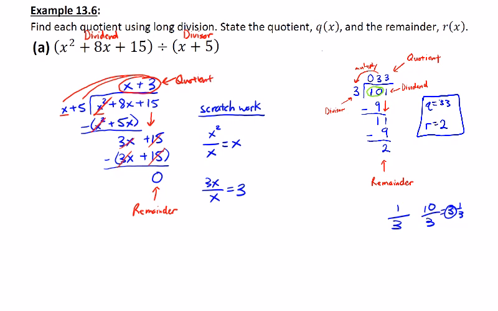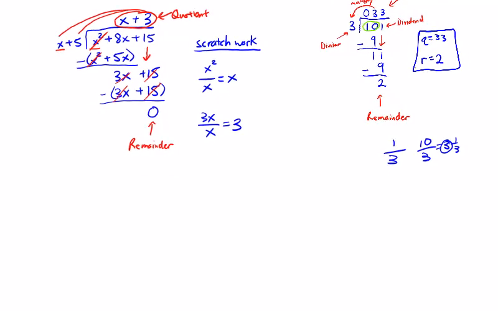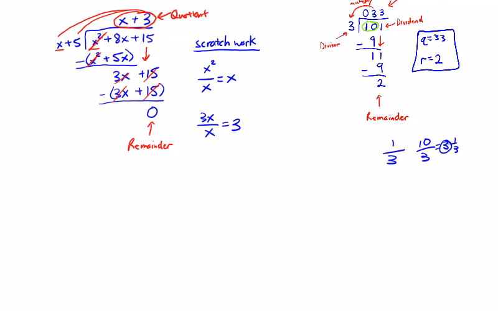So let me write out what the results are that we currently have. So what we currently have is q of x is equal to x plus 3, and r of x is just going to be equal to 0. Now as far as the answer to the division problem, because these are just the pieces that go into the division problem, the answer to the division problem.